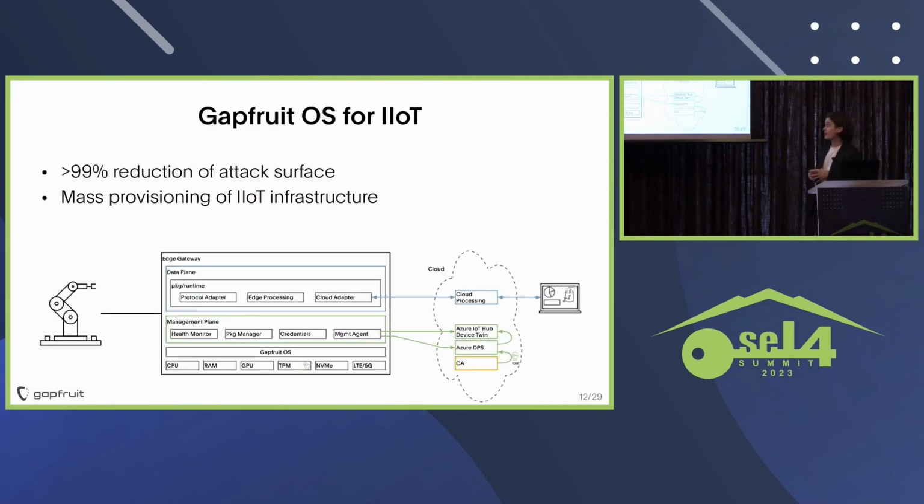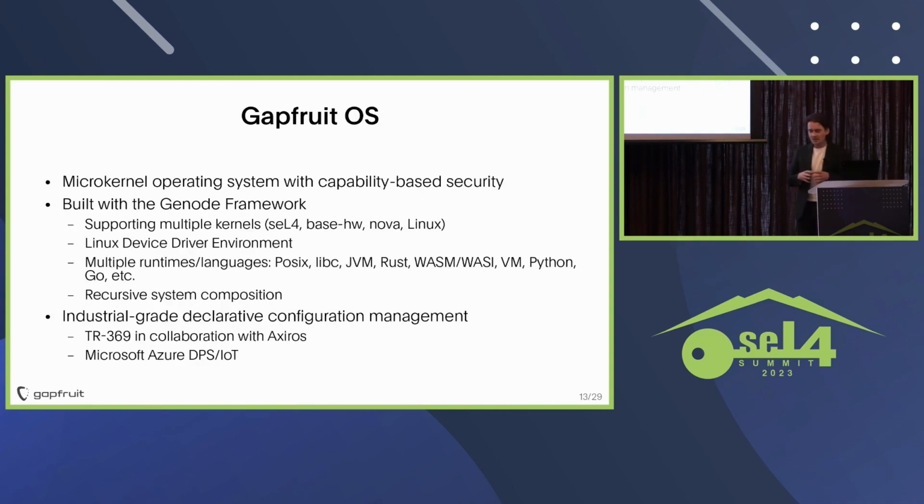So what I want to talk about now is Gapfruit OS. I have two claims: 99% reduction of attack surface, and we enable mass provisioning of industrial IoT infrastructure. Before I go into detail on these two statements, I want to give a short overview of Gapfruit OS. Gapfruit OS is a microkernel operating system with capability-based security.